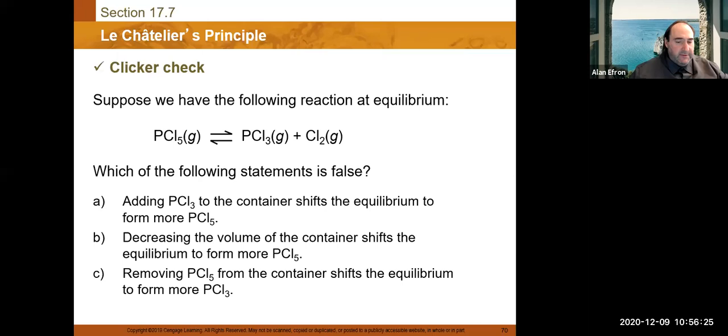So we'll take a look at this one. Why don't you take a second and see what happens in this case. For each of these, try to determine: will it shift to the left? Will it shift to the right? Or will there be no change? Let's say we did each of these: we added that, we decreased the volume, and we removed that.